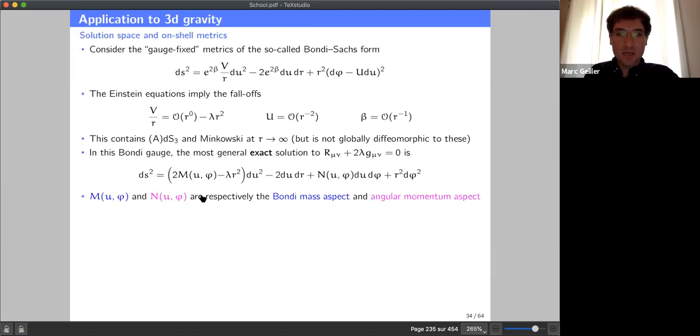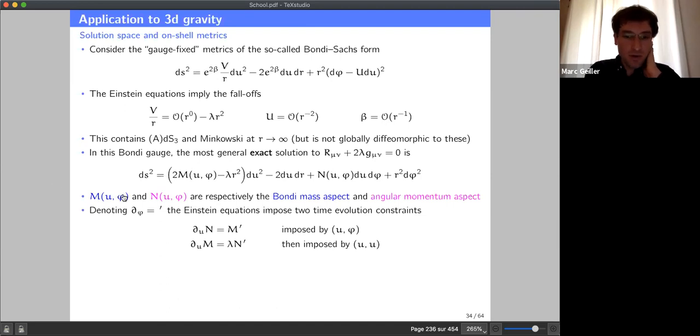Now you see that this metric on shell is parameterized by 2 quantities. Suggestively, because of what happens in 4D, M is typically what we call the Bondi mass aspect, and N is traditionally called the angular momentum aspect. The Bondi mass aspect is, of course, a scalar, and here we are in 3 dimensions, so the angular momentum aspect is also a scalar field. And notice that these functions M and N are parameterized by u and phi. They are independent of r.